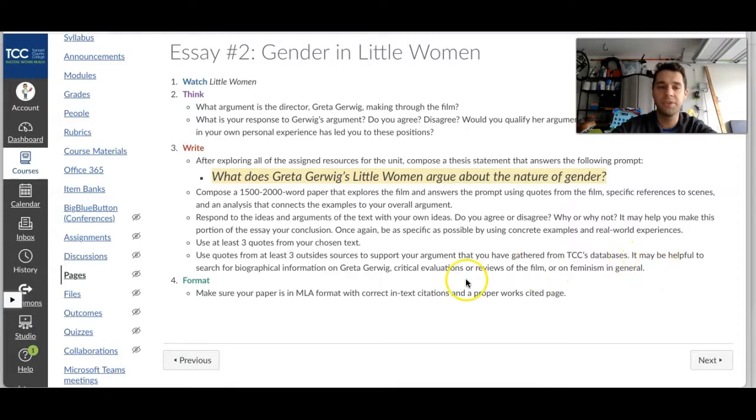So it may be helpful to search for biographical information regarding Greta Gerwig or even Little Women in general. And remember, you're not writing this essay over Louisa May Alcott. She's the author of the novel. You're not writing about the novel, right? You're writing about the film, right? How does this film in particular argue about the nature of gender?